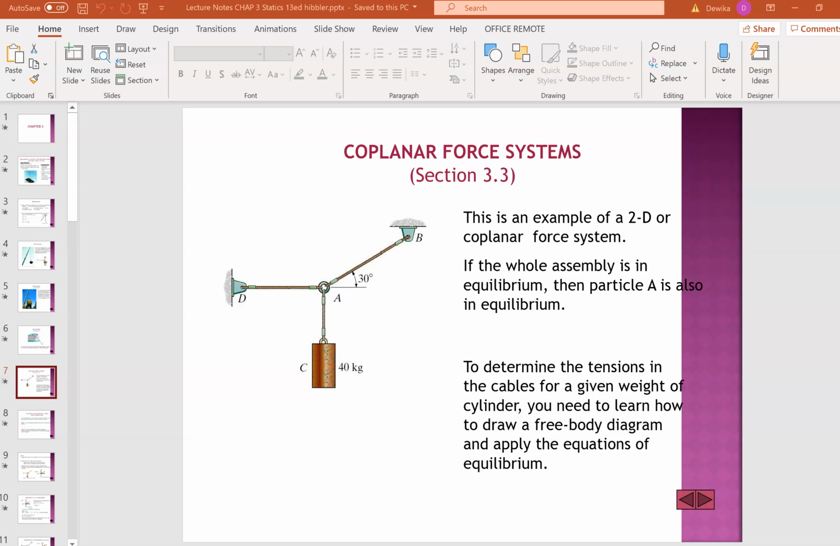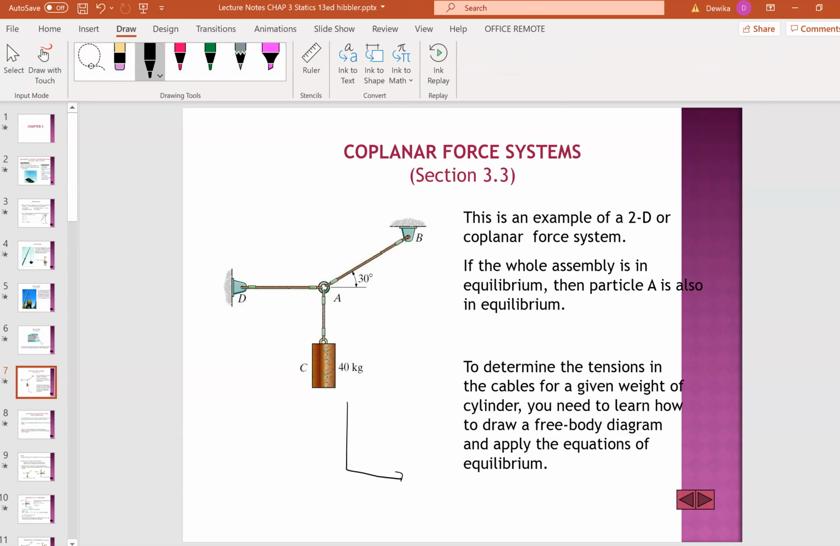Welcome back to chapter 3.3, Coplanar Forces System. So this is an example of a 2D or coplanar system. What is a coplanar system? It means it is in a single plane. So if you have x, y, this is a single plane. So this is called a plane.